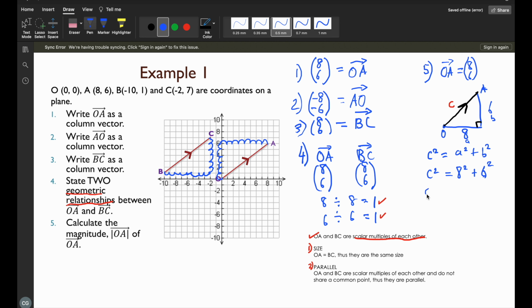So then after I'll have C squared is equal to 8 squared, which is 64, plus 6 squared, which is 36. Now 64 plus 36 is equal to 100. So then what I can do now is find the square root of 100. So the square root of 100 is 10. So therefore the length of here is equal to 10. Alright, so guys, take that down.